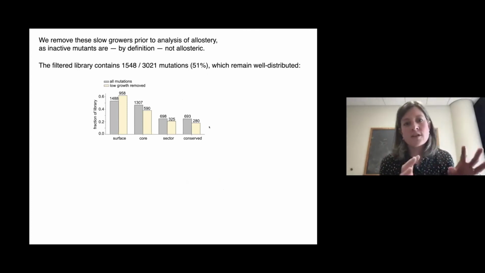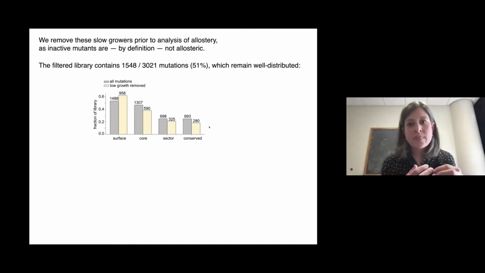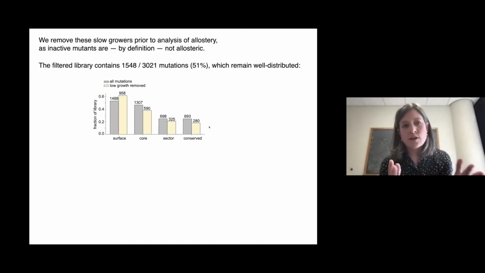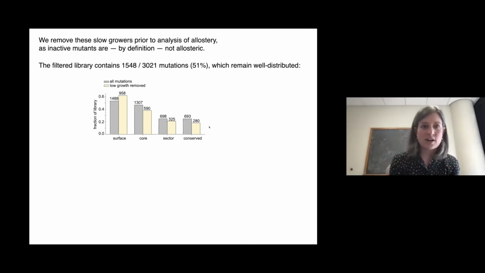Okay, so now we want to go on to analyze allostery, but first we're going to remove these slow growers before we start analyzing allosteric effects. We do this for 2 reasons. The first and probably the most fundamental one is that inactive mutants by definition are not allosteric. If the protein's dead, you can't really regulate the activity. So we're going to remove these low growth mutations.